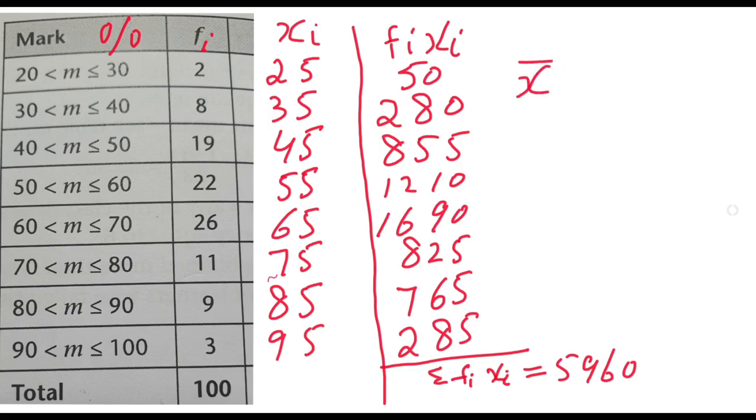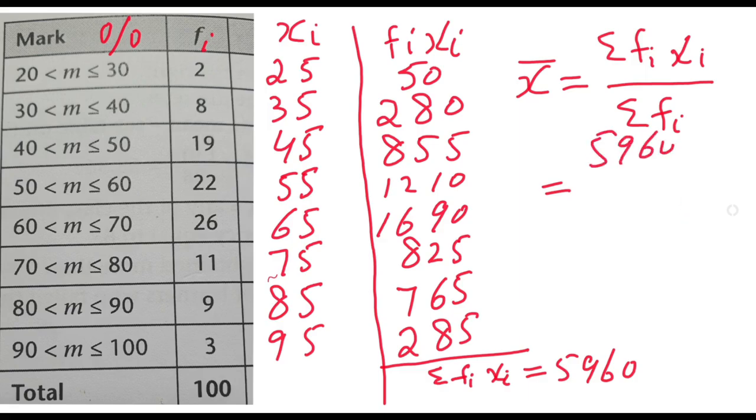So now I can find the mean. X bar is equal to, the formula says, summation fi xi divided by summation fi. Now summation fi xi, I got 5960 divided by 100. So my answer will be 59.60. So this is my estimated mean.